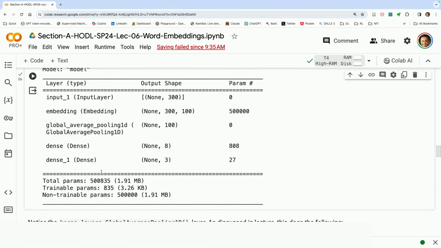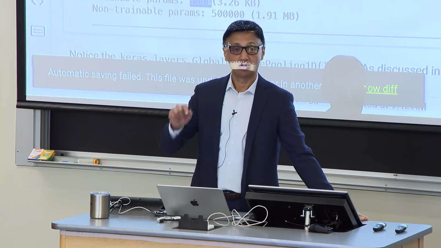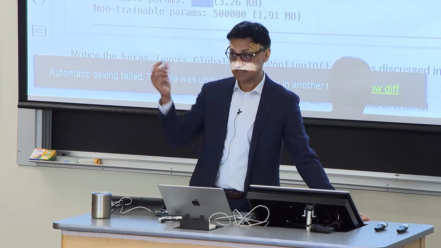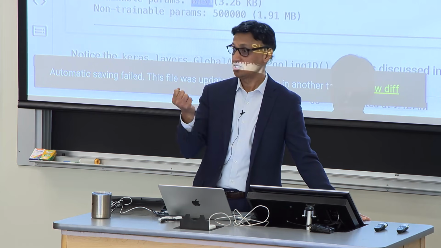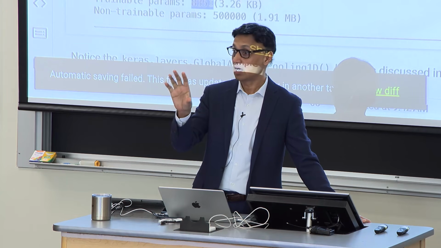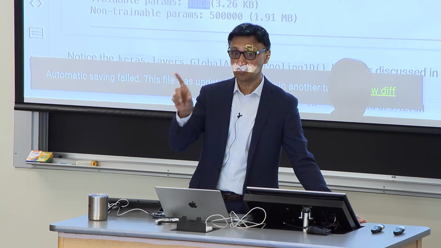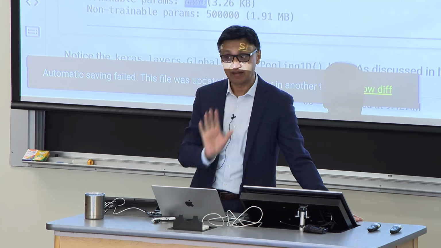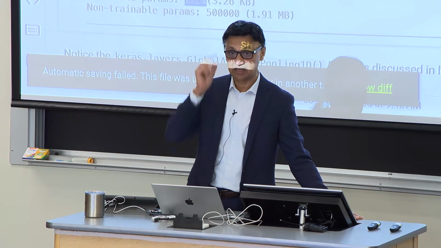And you can see here, the total parameters are 500,835, but the trainable parameters are only 835. It's because the total parameters are all the GloVe embeddings plus the things we added to the GloVe embeddings, like the hidden layer and so on. But the GloVe embeddings we have told Keras, freeze it, do not train it, which means only the rest of it is going to be trainable. That's the 835.